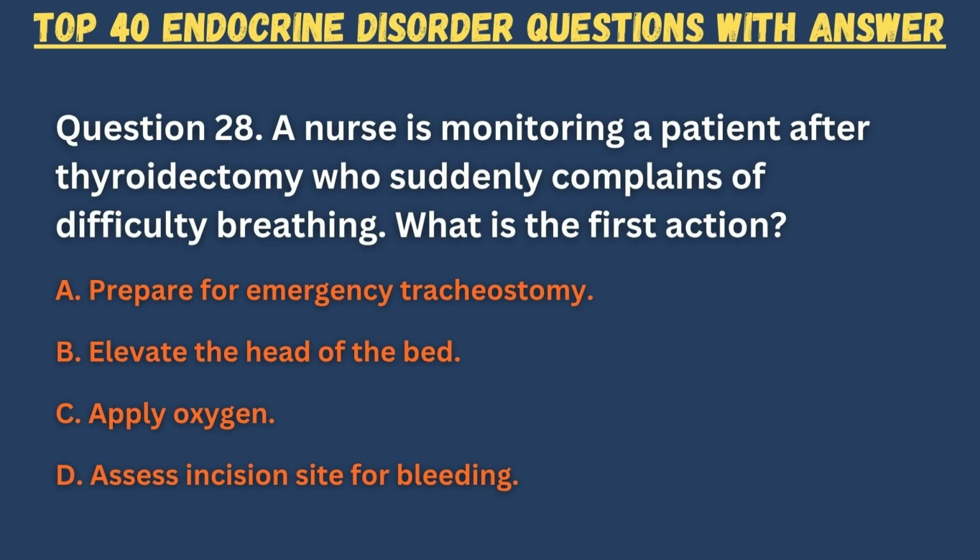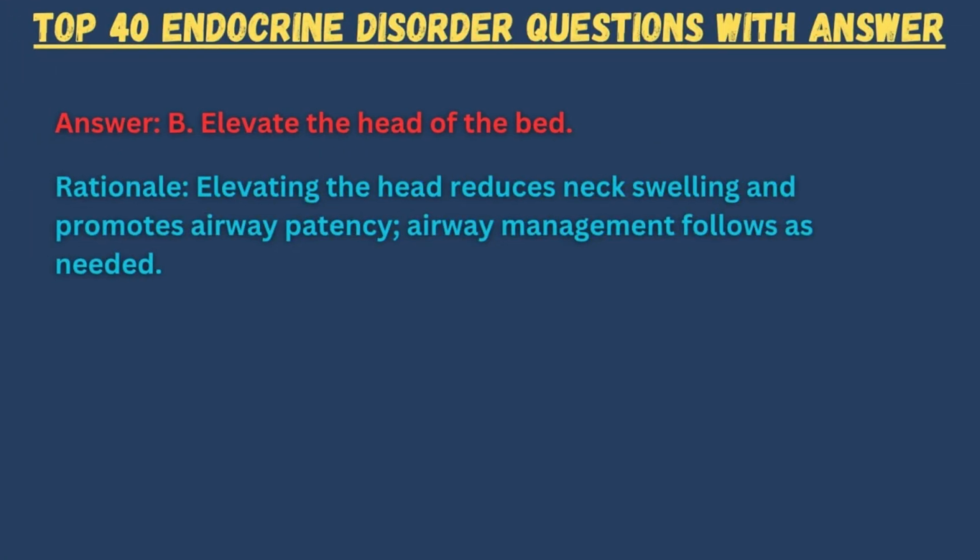Question 28. A nurse is monitoring a patient after thyroidectomy who suddenly complains of difficulty breathing. What is the first action? A. Prepare for emergency tracheostomy. B. Elevate the head of the bed. C. Apply oxygen. D. Assess incision site for bleeding. Answer: B. Elevate the head of the bed. Rationale: Elevating the head reduces neck swelling and promotes airway patency. Airway management follows as needed.